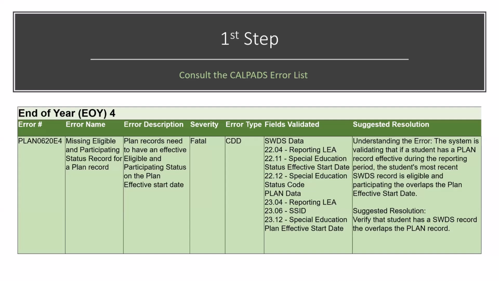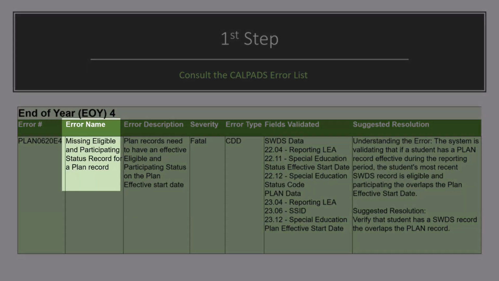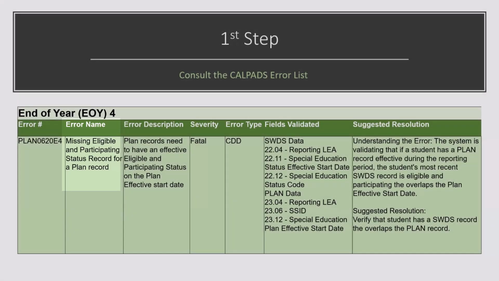Oftentimes you will see end of year 4 or fall 1 with your special education related errors. So this is the end of year 4 version of the error. Then the name, this is what you will see in CALPADS: missing eligible and participating status record for a plan record. So the information that CALPADS gives you would be the error number and the error name.